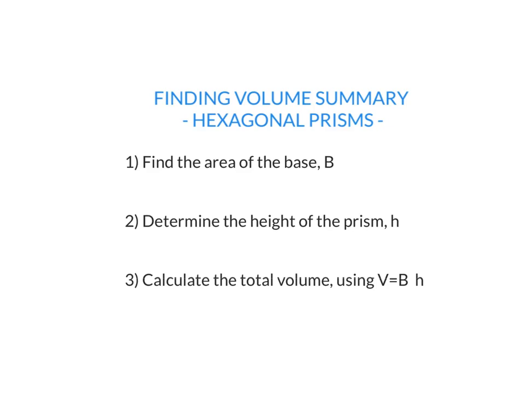So here's a quick recap on how to find the volume of a hexagonal prism. First, you're going to find the area of the base. Here, we're specifically talking about a hexagon. And to find the area of a hexagon, use the formula 3BA. Then you determine the height of the prism.